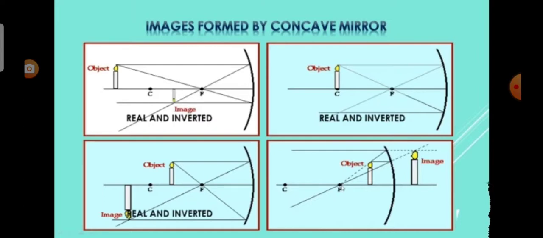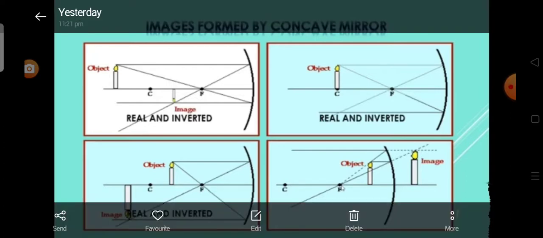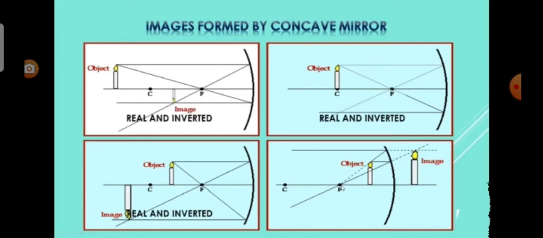Here, if the position of the object is at infinity, the position of the image is at F. Image size is highly diminished and the nature of the image is real and inverted. If the position of the object is beyond C, the position of the image is between C and F, the image size is diminished, and the nature of the image is real and inverted.